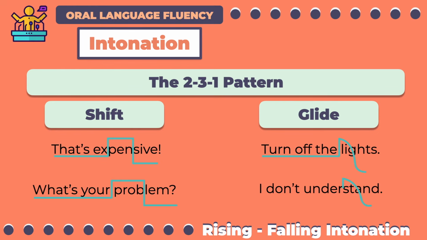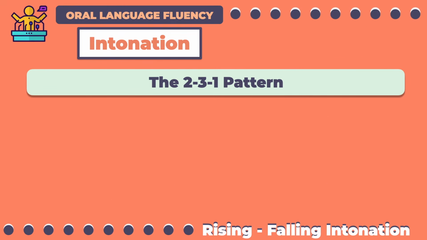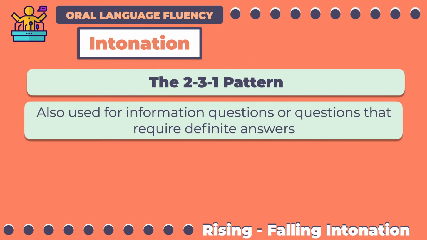Then everything before the stressed syllable is number 2. The 2-3-1 pattern is also used for information questions or questions that require definite answers. For example, what did you have for breakfast? We use the shift pattern here. Let's start off with number 2.